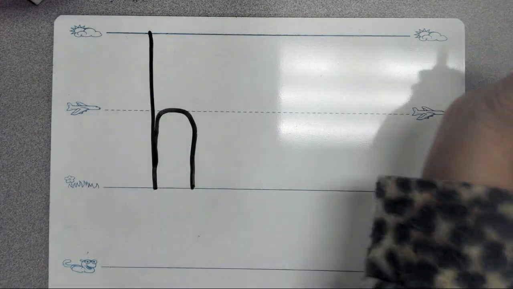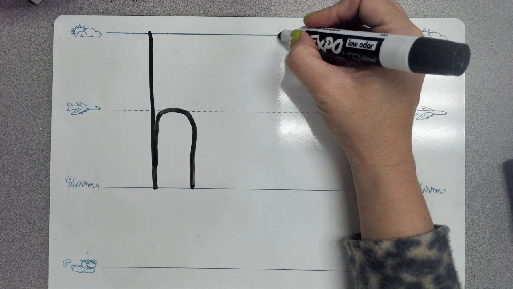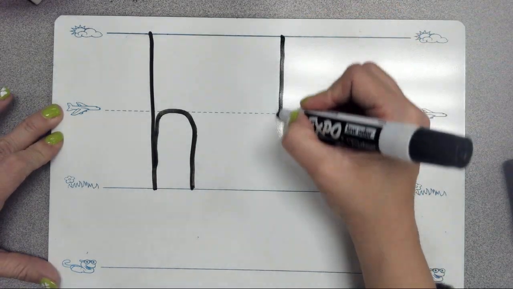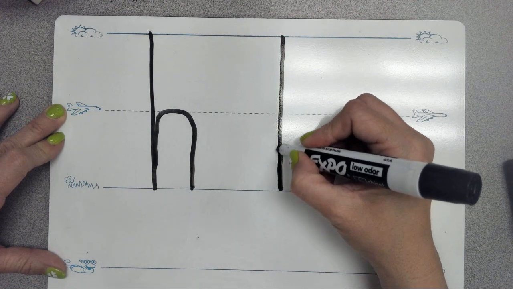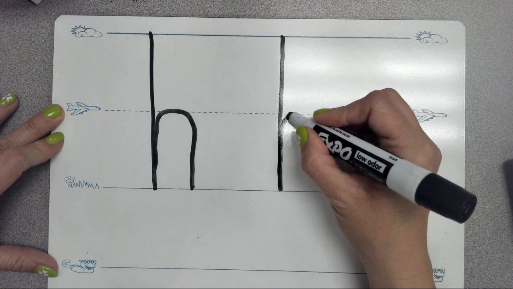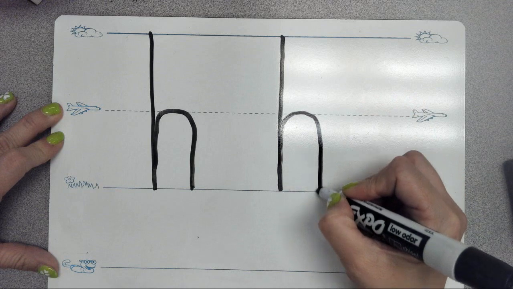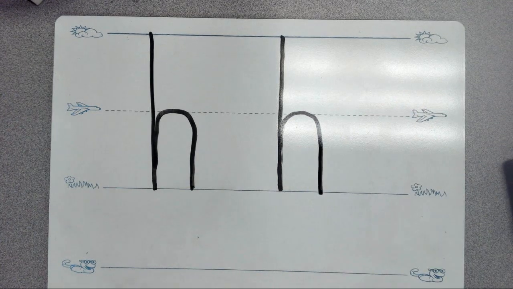I like that one. Point to the skyline. Go down to the grass line. Trace back up to the plane line. Make a hump and down to the grass line. H, hat. H, hat.